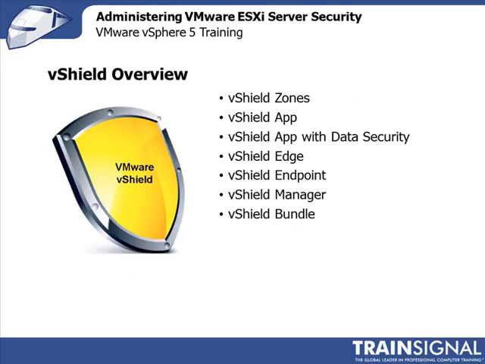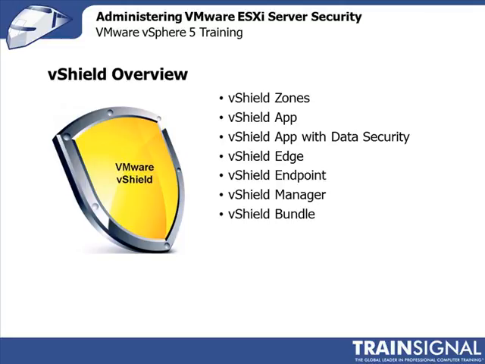vShield App. vShield App, in my opinion, is a much more advanced version of vShield Zones. So vShield Zones, we said, is a basic firewall between virtual machines and zones that you create. vShield App works at a much higher level. It's a hypervisor level firewall. It does stateful packet filtering, and it works all the way up to the application level. So you can create very advanced rules to filter specific application types in and out of your virtual machines or your groups of virtual machines.